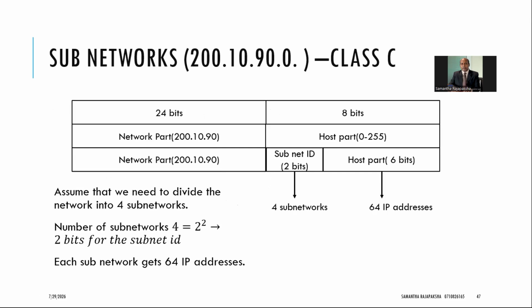So like this, you can see 6 bits should be allocated to the host, then 2 bits for the subnet ID. Then you can find the subnet mask by making 26 bits as 1 and 6 bits as 0.